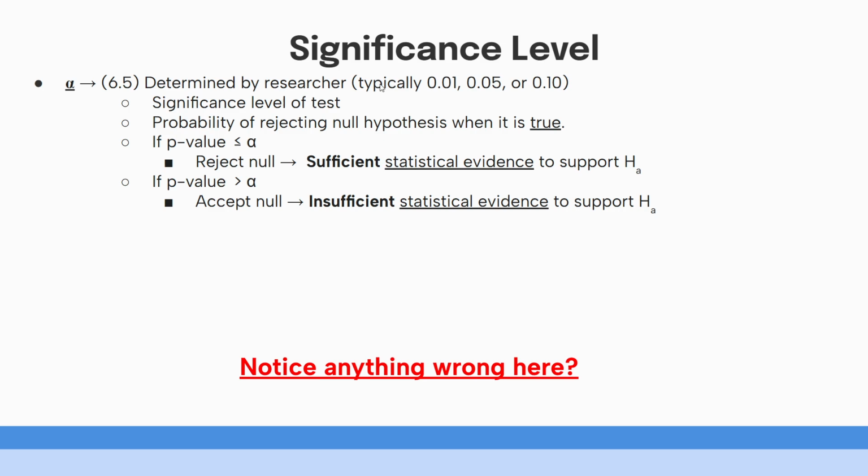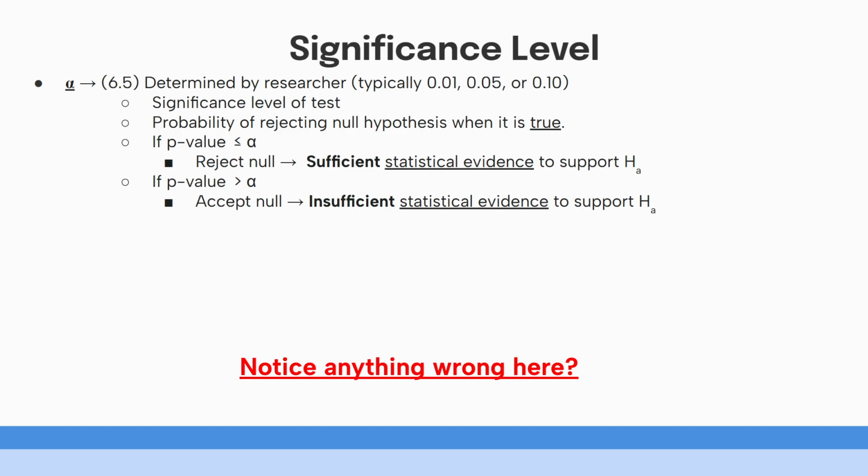I didn't, it's fine. So if your p-value is less than or equal to your significance level, you can reject the null, which means that you have sufficient statistical evidence to support the alternate hypothesis. That means the probability of getting the sample statistic that you obtained due to chance is so low that it's statistically significant, and you can reject the null hypothesis.